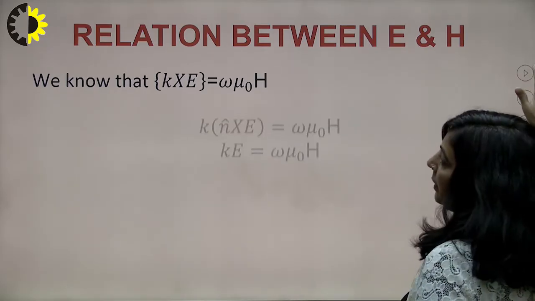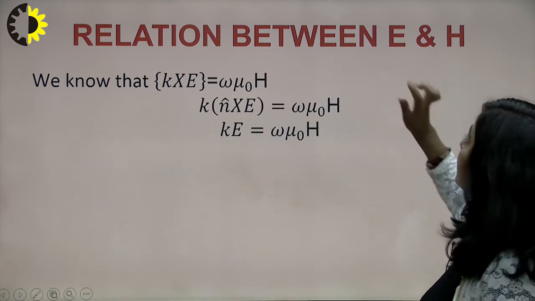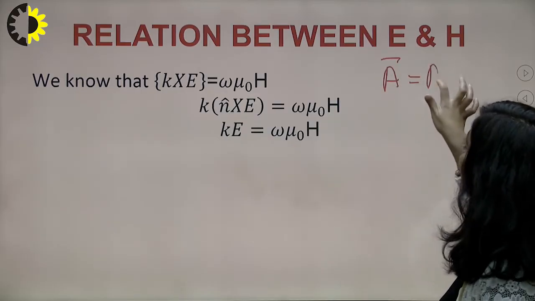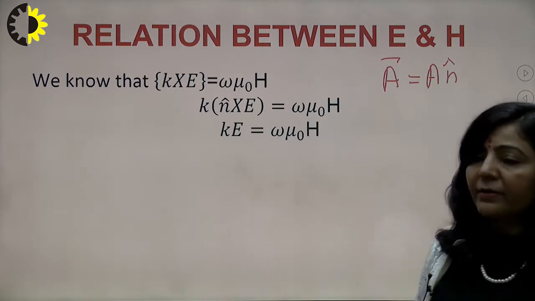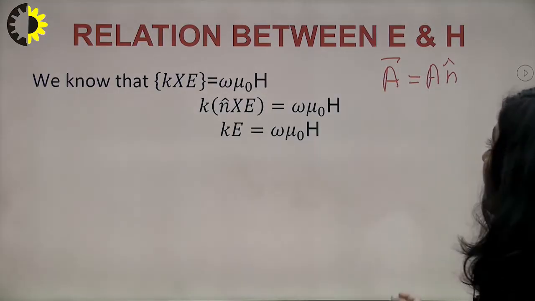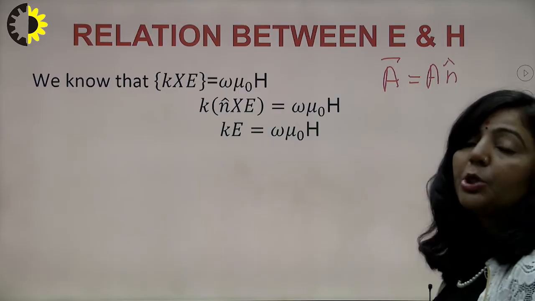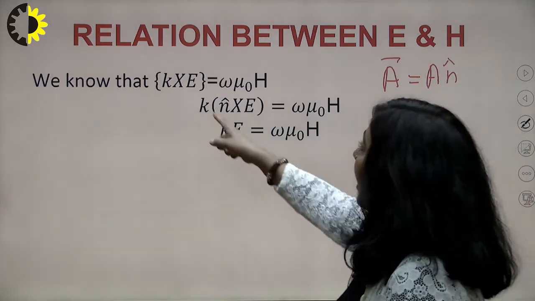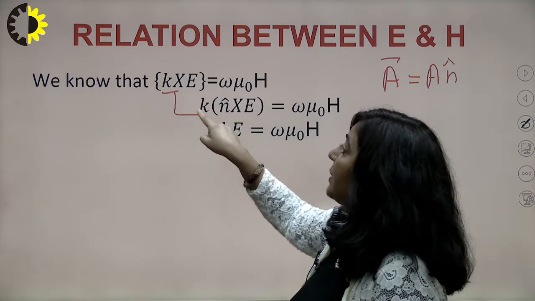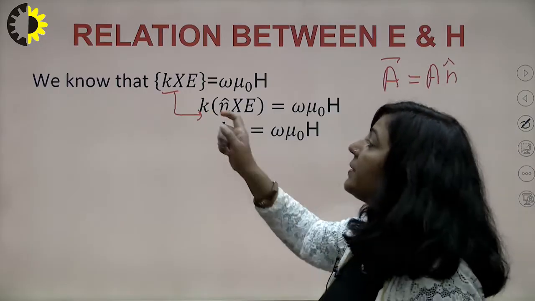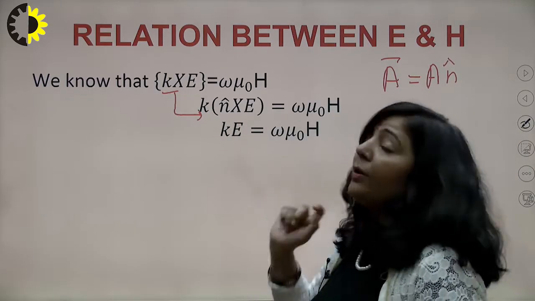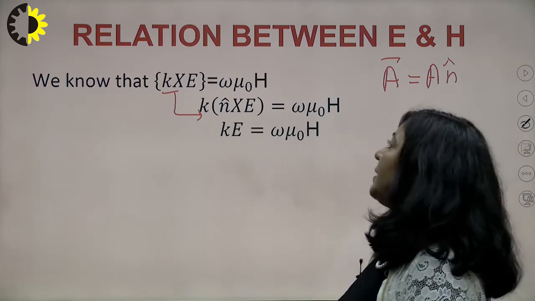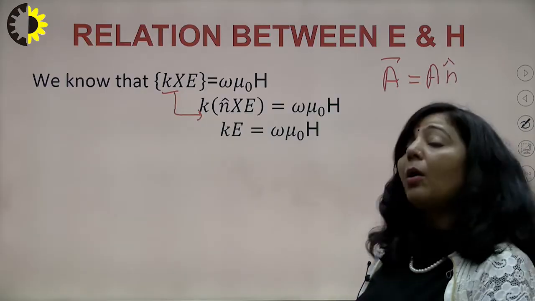Now, you know that any vector can be written as its magnitude and a unit vector which gives its direction. So any vector can be represented as the multiplication of its magnitude and a unit vector which gives its direction. Using the same logic, I am representing this propagation vector as k, which is the magnitude, where k represents the magnitude of the propagation vector, and n unit vector represents the direction of the propagation vector. So k into n cross E is equal to omega mu naught H. I hope this is clear, how I am writing this.